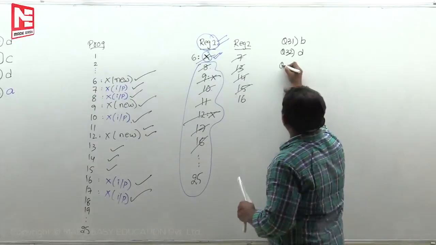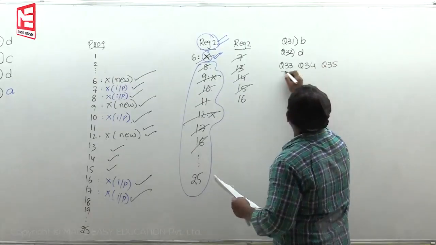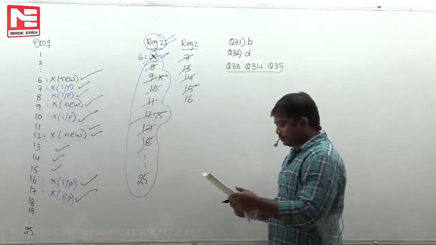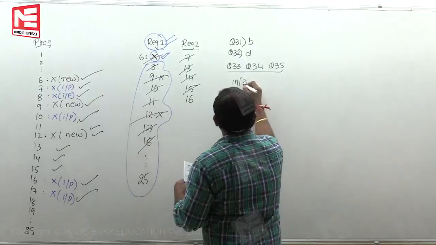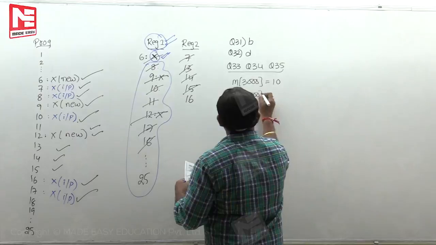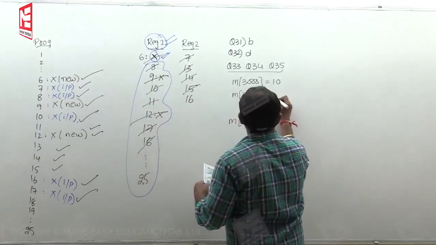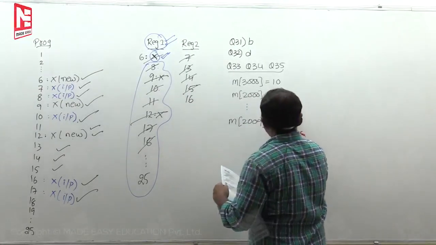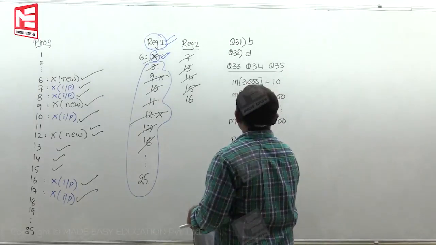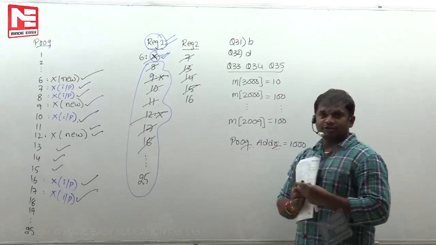Then question number 33, question number 34, question number 35. These are the common data questions. Common data, program given here. See this. Memory location 3000 contains 10. Memory locations 2000 to 2009 are initialized with 100. Now the program starting address is 1000. This is the question.